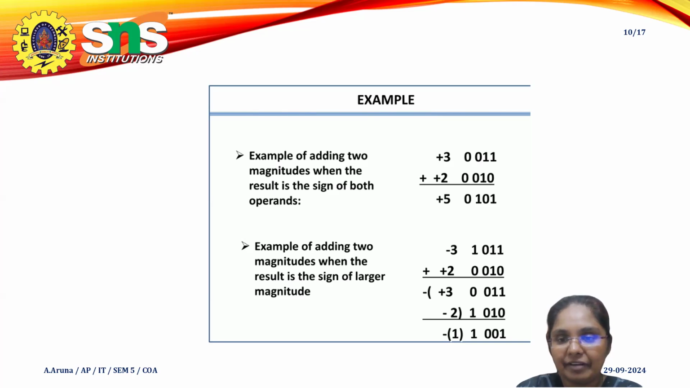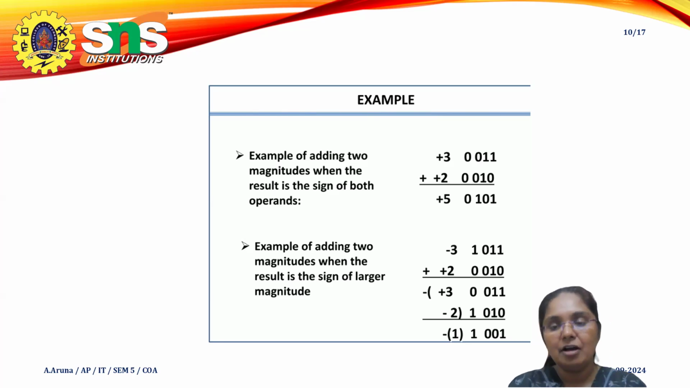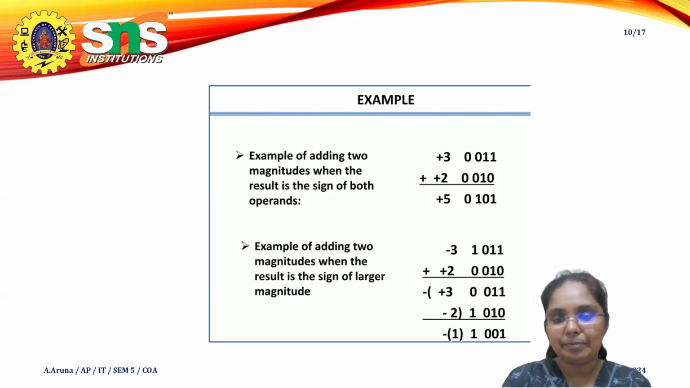This is 2 to the power of 2. Wherever the value 1 is present, we're going to add that term. 2 to the power of 2 is 4. 2 to the power of 0 is 1. So 4 plus 1 is 5. That is printed over here.